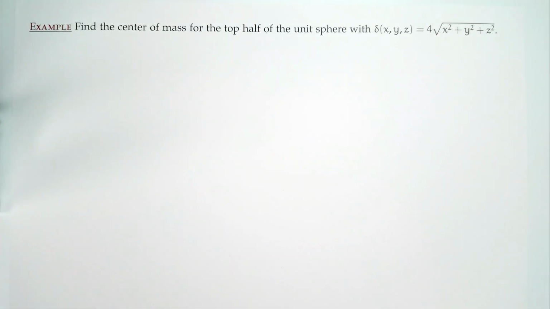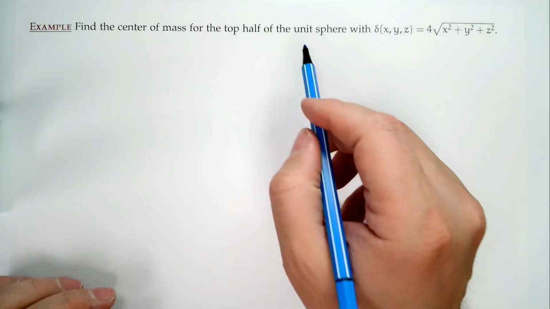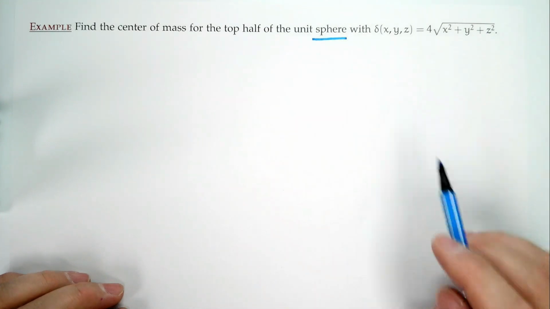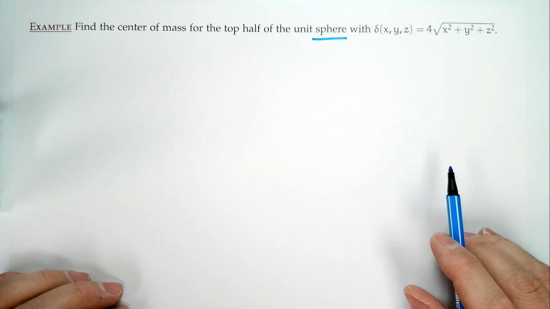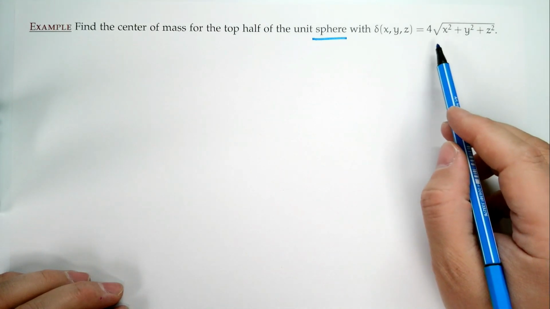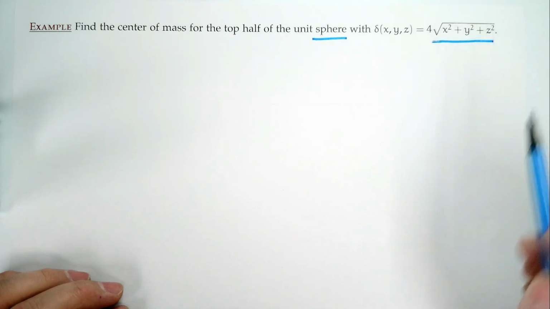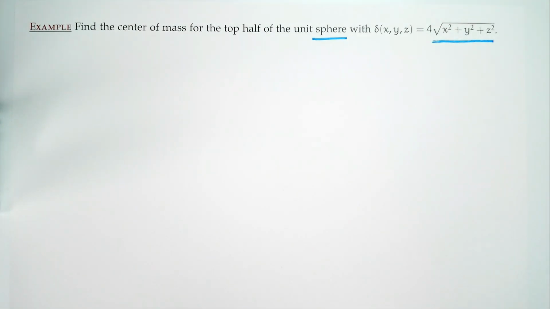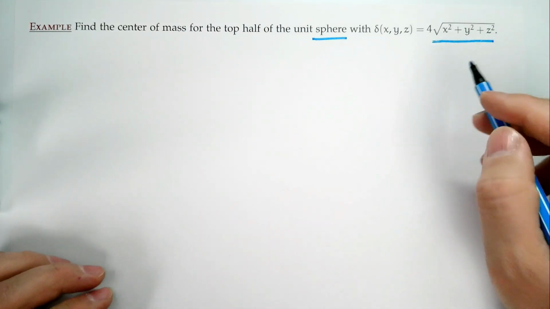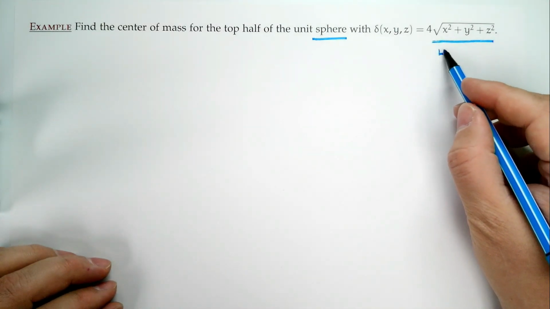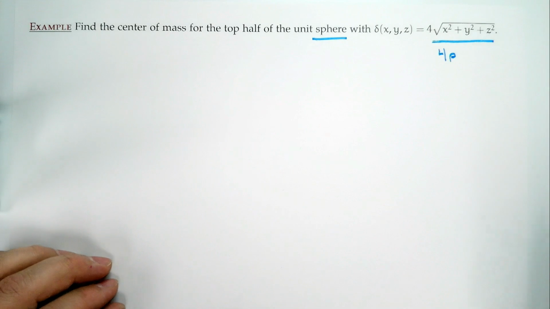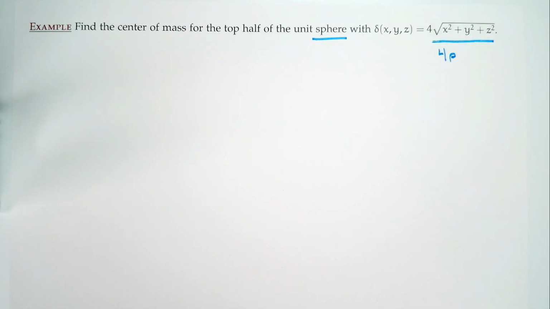Now looking at this, we have a couple of suggestions that this is probably a good idea to work with spherical coordinates. The first clue is the word sphere. It's pretty compelling when you see a sphere. Think spherical. It doesn't have to be. But almost more compelling is the fact that you see the square root of x squared plus y squared plus z squared. If we were to switch into spherical coordinates, this would become 4 rho. And that's a pretty simple expression.